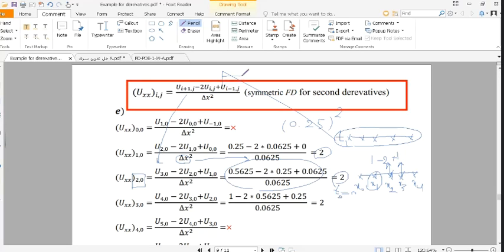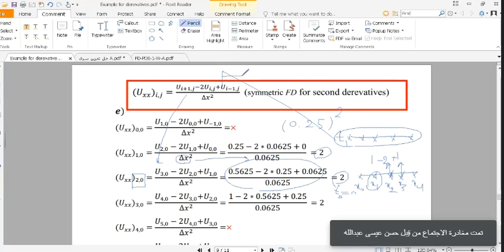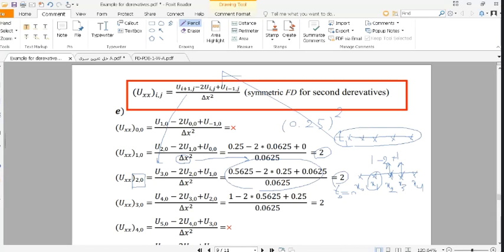I'm waiting for your solution in WhatsApp. Compute UXX for the second line. The second line means T1 and X0, X1, X2, X3, and X4. Please, all of them solve this UXX.